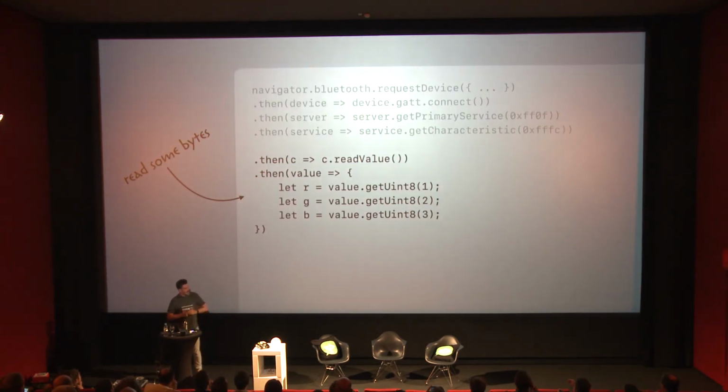Reading data, you just call readValue on the characteristic, get a promise, and that promise contains a parameter, and that parameter is the data. You can get individual bytes out of that data, and we have the RGB values of the current state of the light bulb.